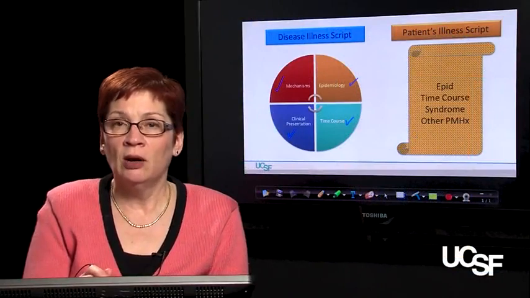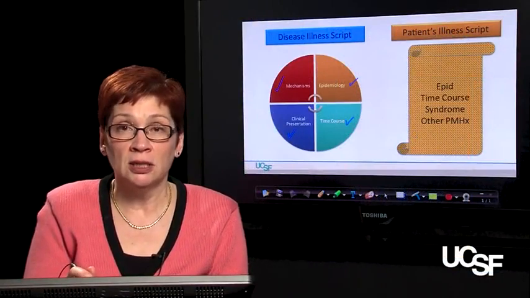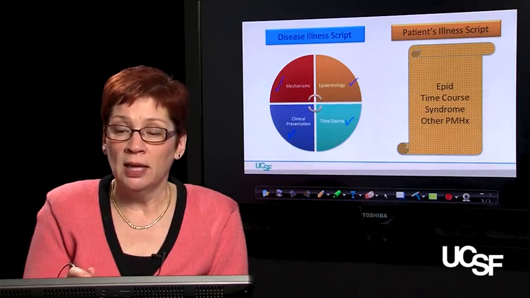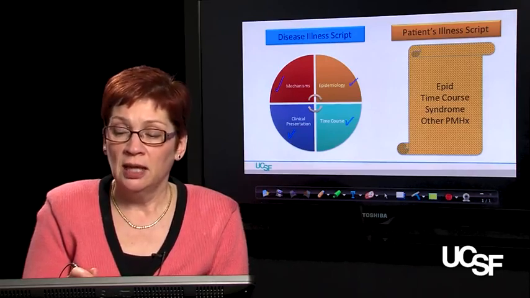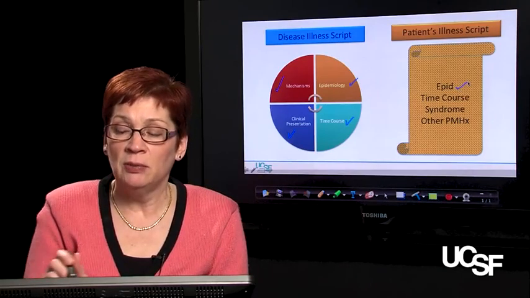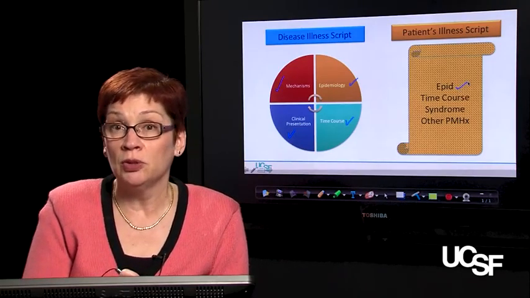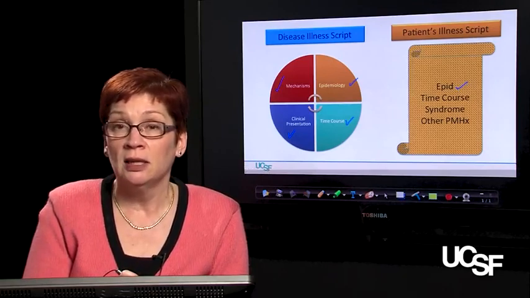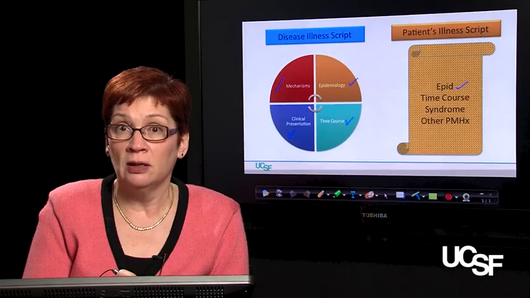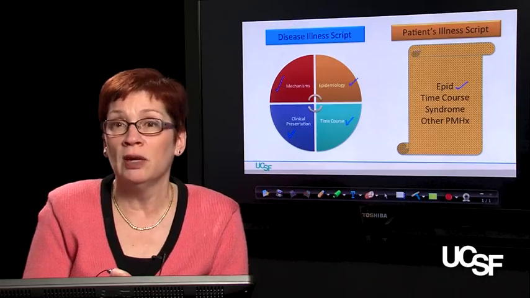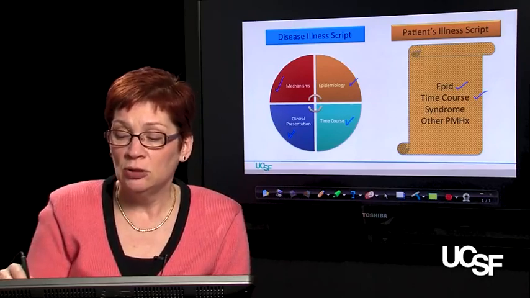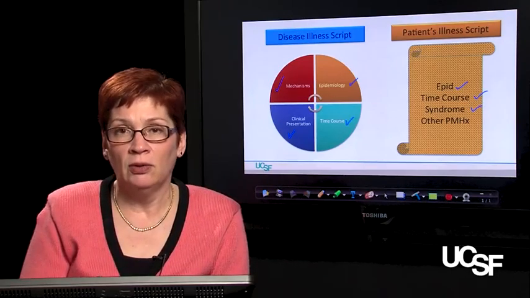We then talked about how we take information from our patients in a history and physical and arrange it in such a way that we can create a patient illness script. And the patient illness script has very similar elements. A statement of the patient's epidemiology, what we consider to be the most important aspects of this patient's demographics or exposures in terms of the question that we're facing. A statement of the time course of the patient's symptom, a syndrome statement, and then any other relevant information we want to include.